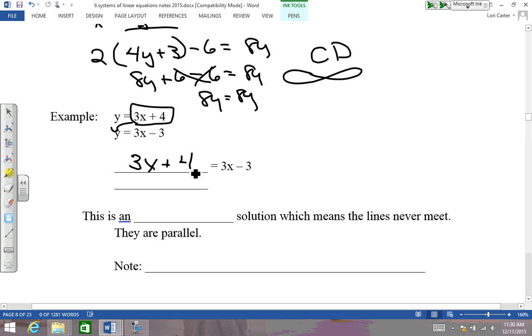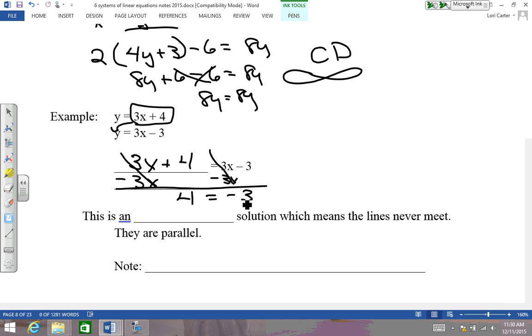Do you want to subtract the 3x? Minus 3x. It's plus 4 on the left side, minus 3x on both sides. What do we get? 4 equals negative 4. 4 does not equal negative 4. There is no solution. So these are inconsistent lines.